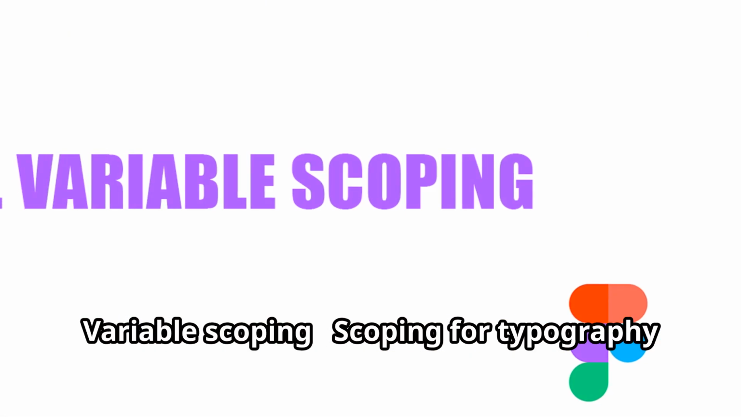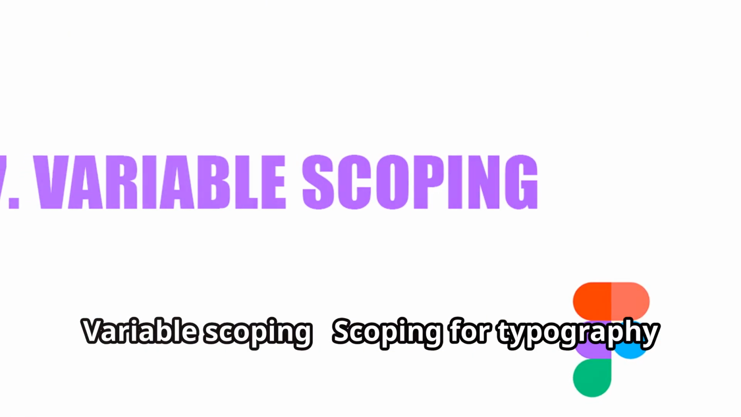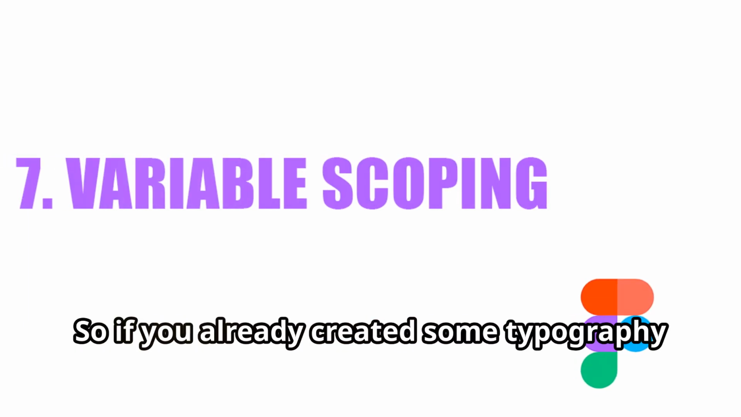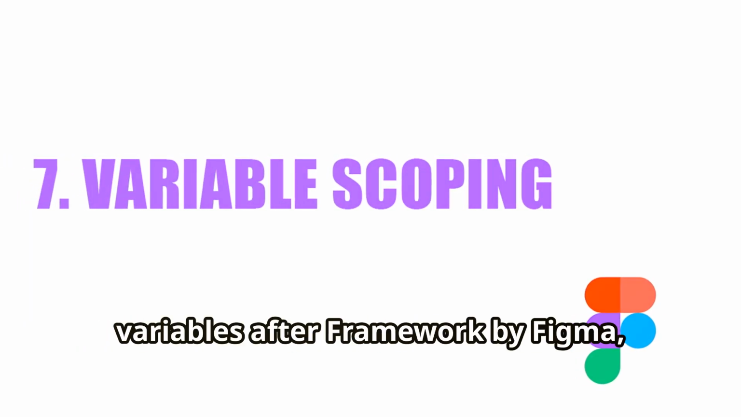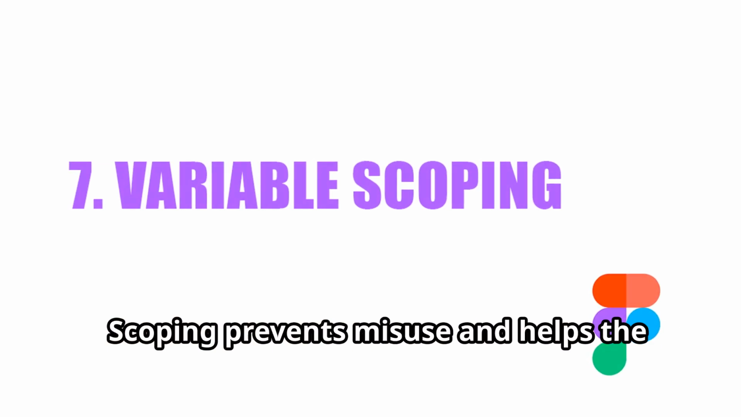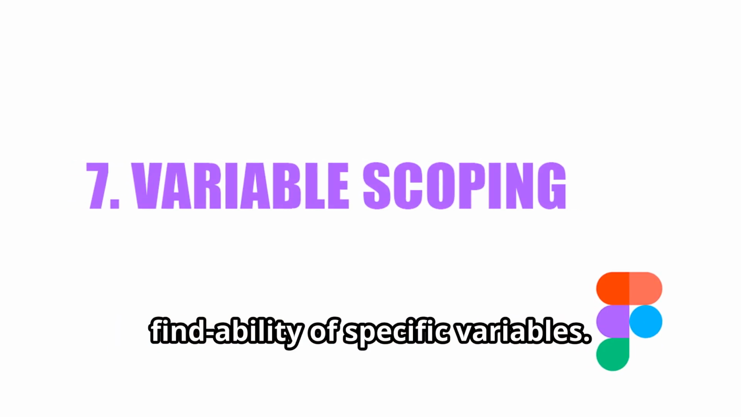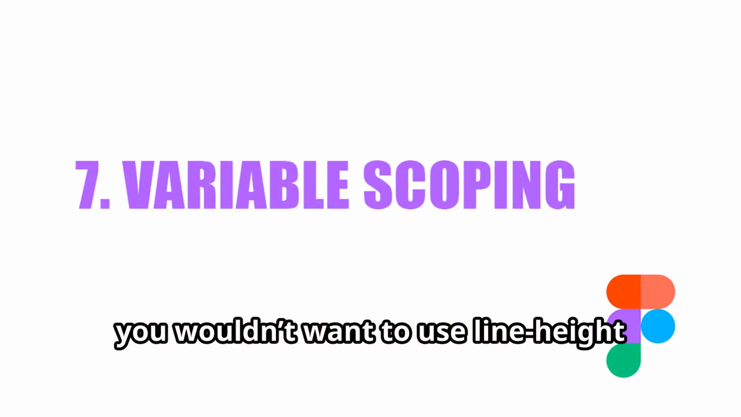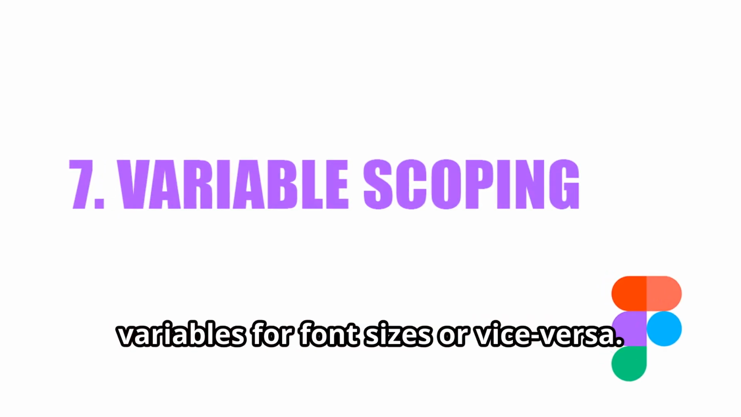Stage 7. Variable Scoping. Scoping for typography variables was recently released at the end of May. So if you already created some typography variables after Framework by Figma, it's time to go back and add scoping to them. Scoping prevents misuse and helps the findability of specific variables. For instance, you wouldn't want to use line height variables for font sizes or vice versa.